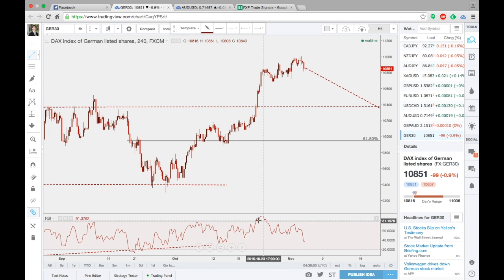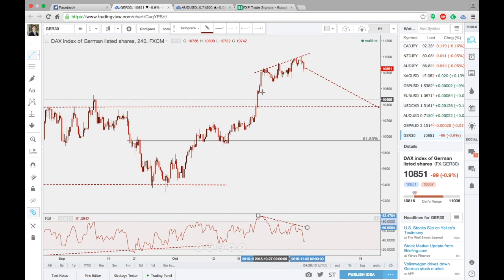You can see RSI has been extreme and it has formed a lower high, but yet price is forming a higher high. So this is also a divergence, but we do not trade this kind of setup. But we know that some traders do trade this setup.